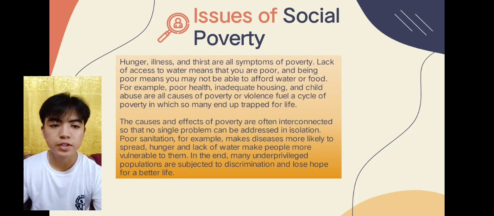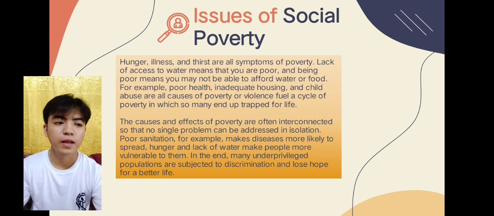Issues of social poverty. Hunger, illness, and thirst are all symptoms of poverty. Lack of access to water means that you are poor, and being poor means you may not be able to afford water or food. For example, poor health, inadequate housing, and child abuse are all causes of poverty, or violence fuels a cycle of poverty in which so many end up trapped for life.